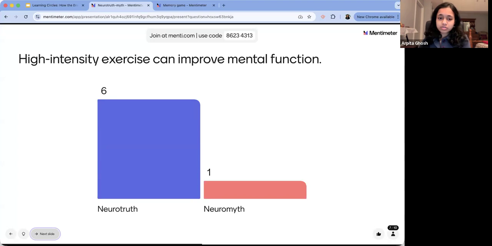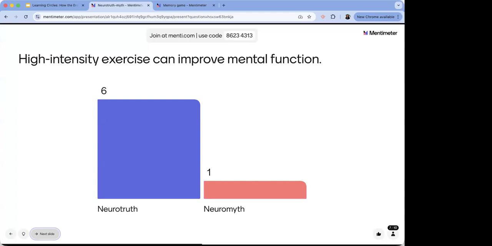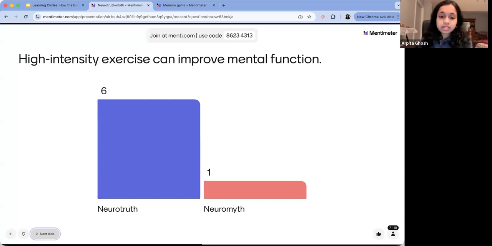Who thinks it's a neuro truth? I think it's a neuro truth because exercise releases a lot of hormones that are good for the brain, and also because there is better blood flow to the brain and you can work faster. Yeah, that's, I think, a great start.